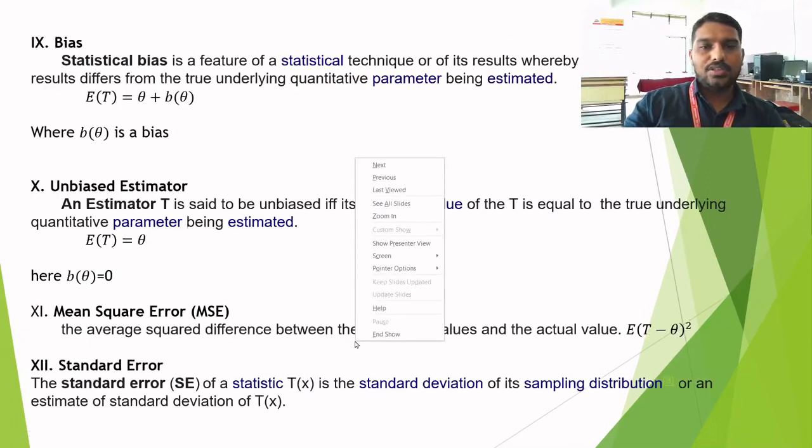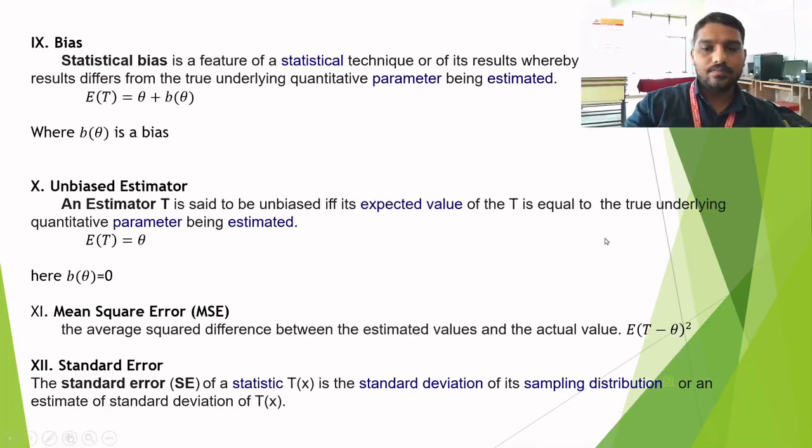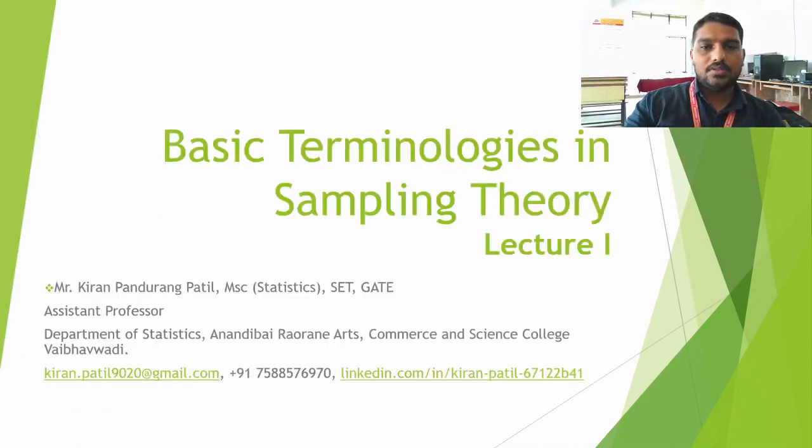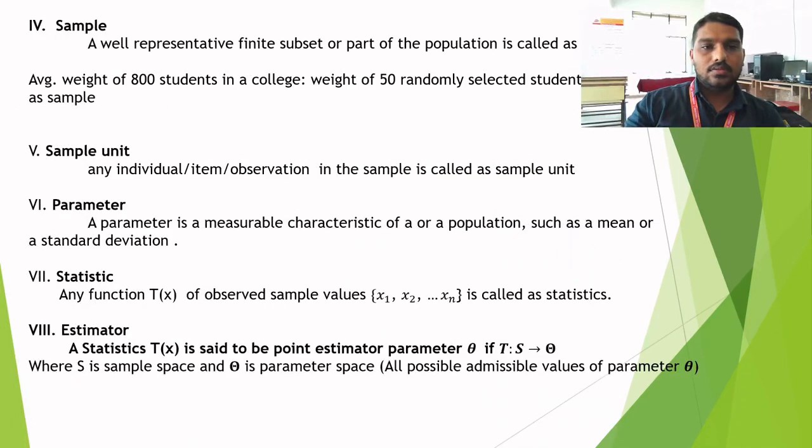So summation xi means sum of observed sample values, i running from 1 to n. Summation xi is called a statistic.